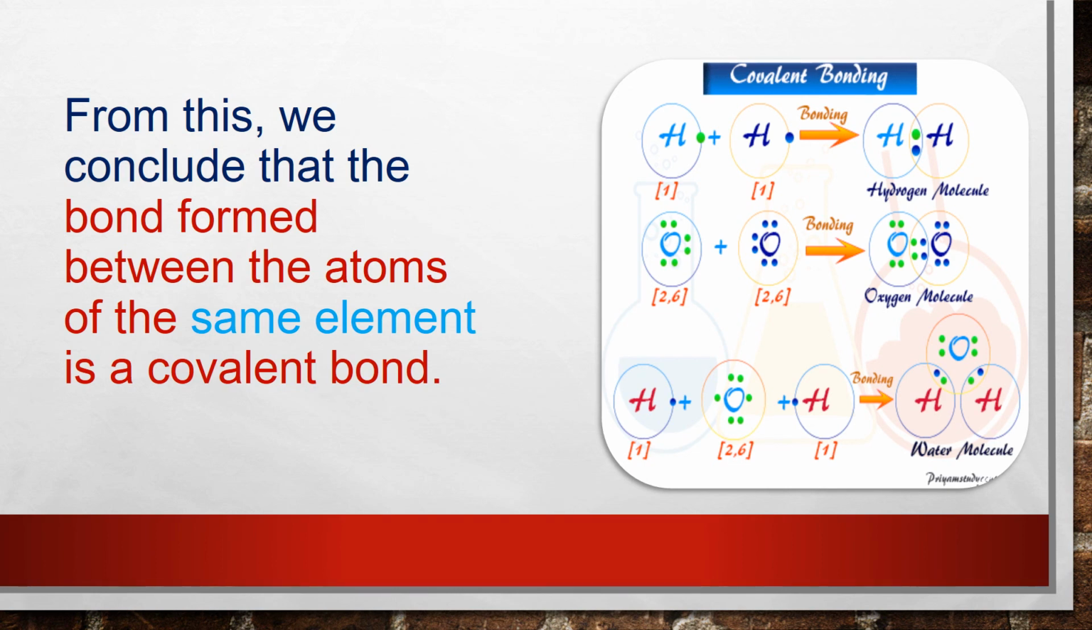And then oxygen. See, here 2,6, here also 2,6, so the bonding takes place. Here the outermost electrons 1 2 3 4 5 6 7 8, here also 1 2 3 4 5 6 7 8, so the octet will be completed.